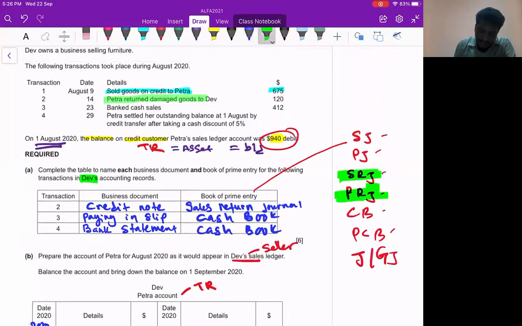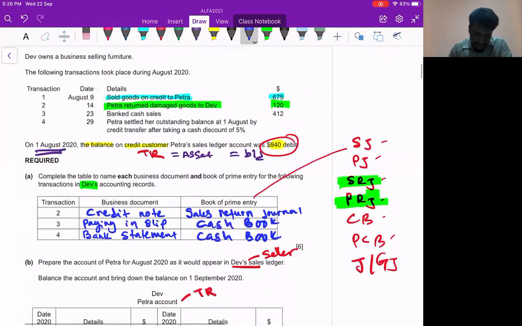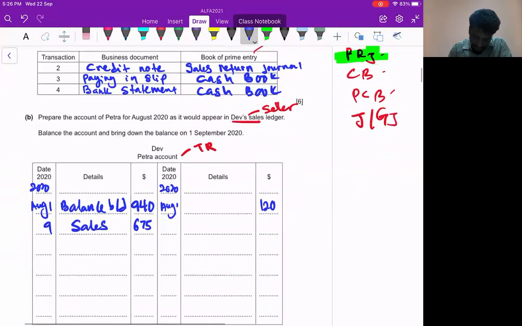Petra returned the damaged goods under 20. If the guy returned to me, it is a sales return and will be on the credit side. Sales return will be on the credit side because it reduced the debt. 2020, August 14. Then right here, sales return under 20.